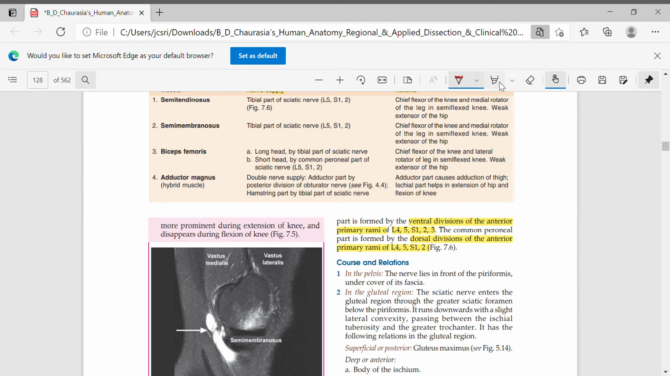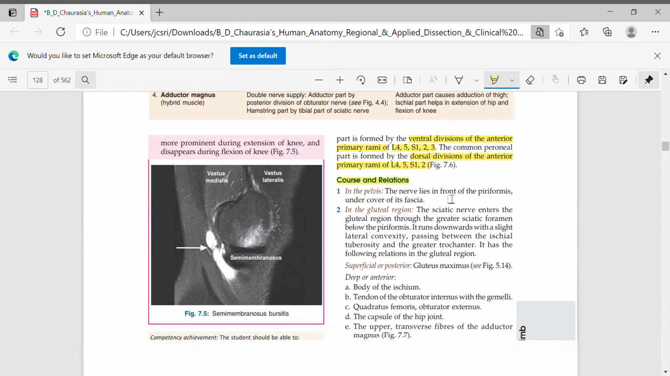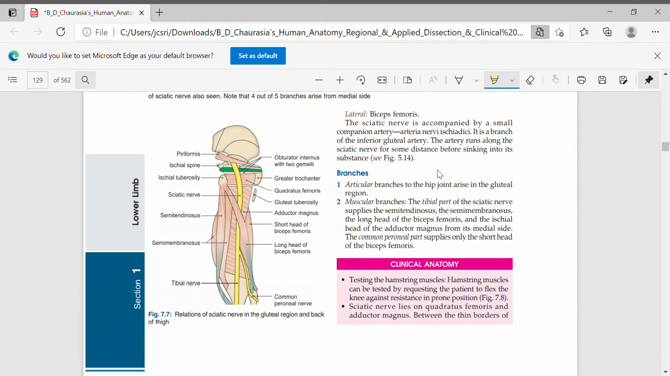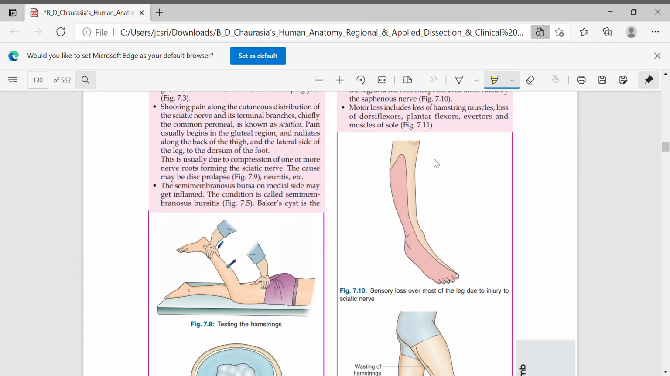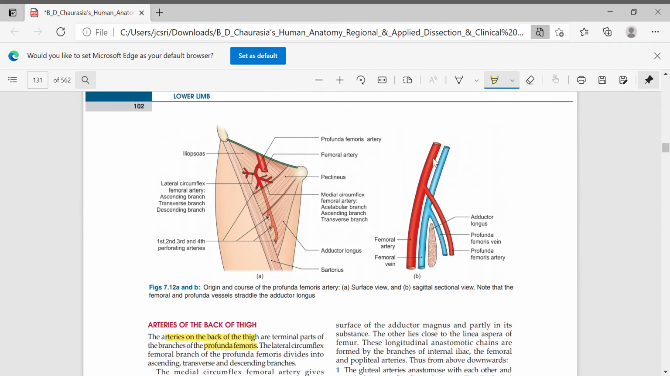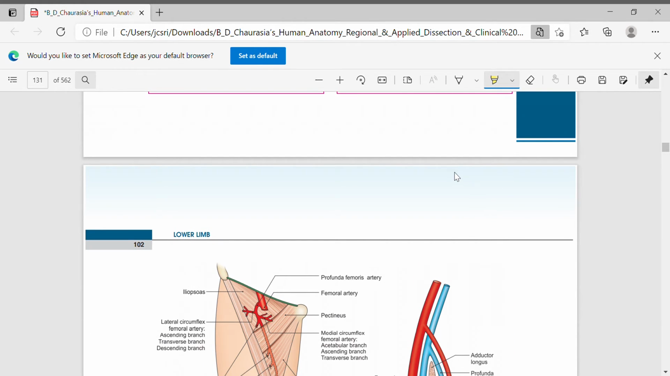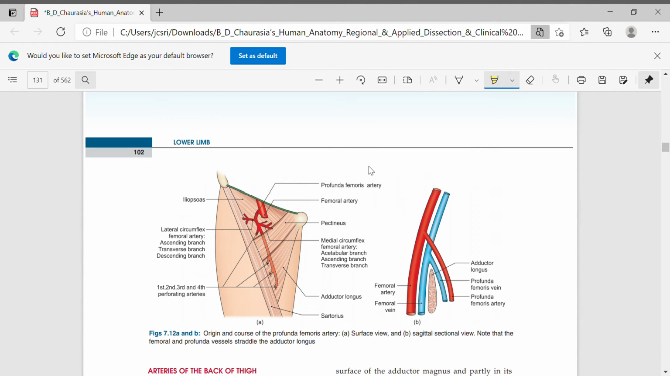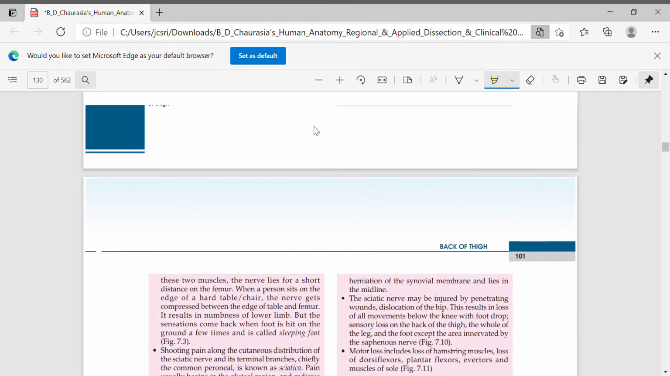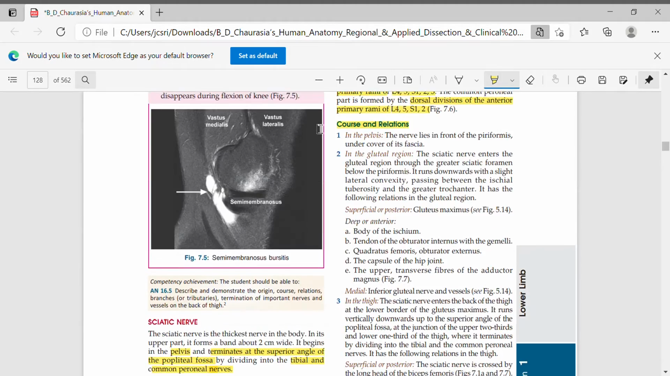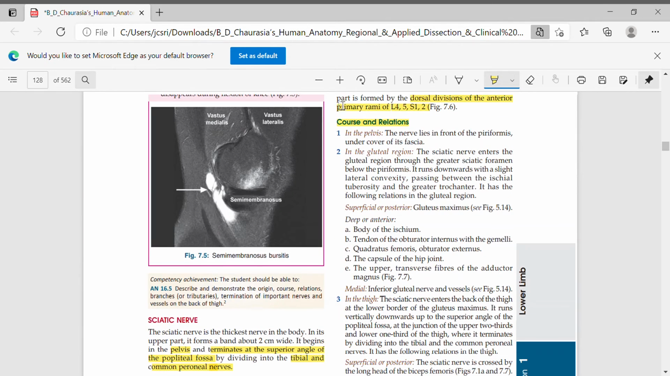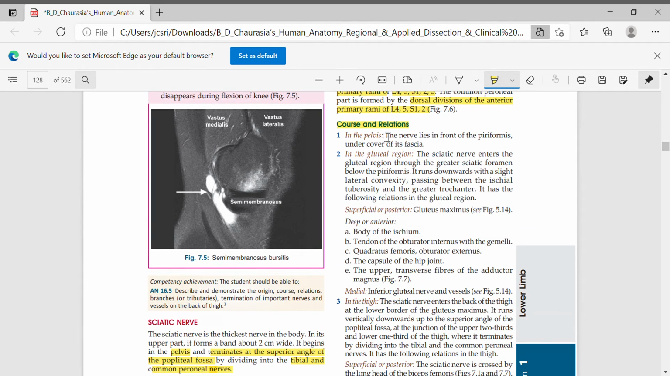Now let us see about the course and the relations of the sciatic nerve. It starts in the pelvis actually. The one like a skull that you have in an image, okay, it is not a skull actually, it is a hip bone, the pelvic bone. The diagram is not given here, so let me show it later. So in the pelvis it starts.